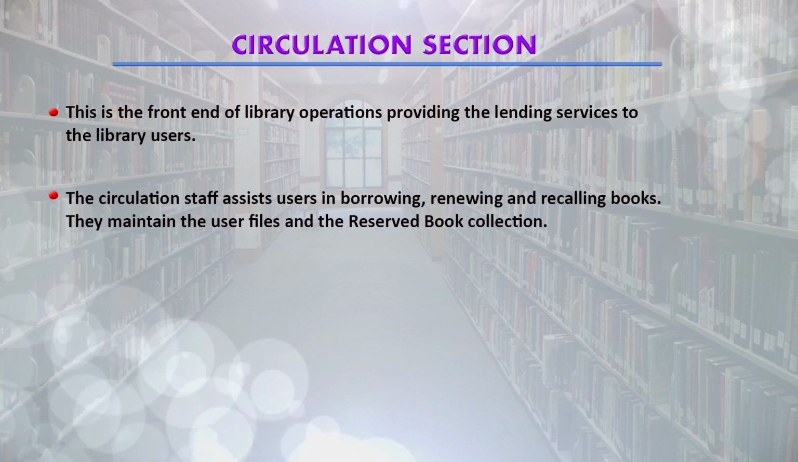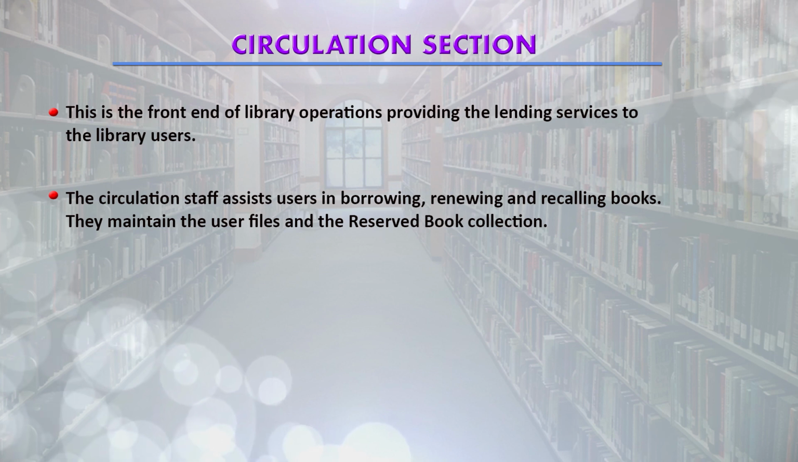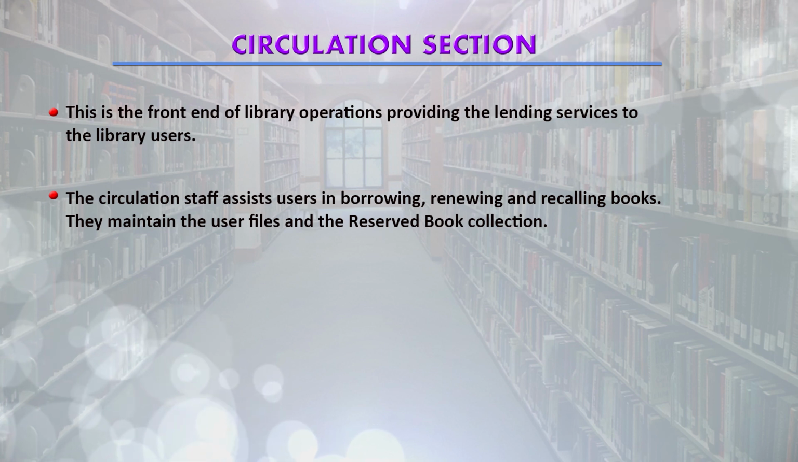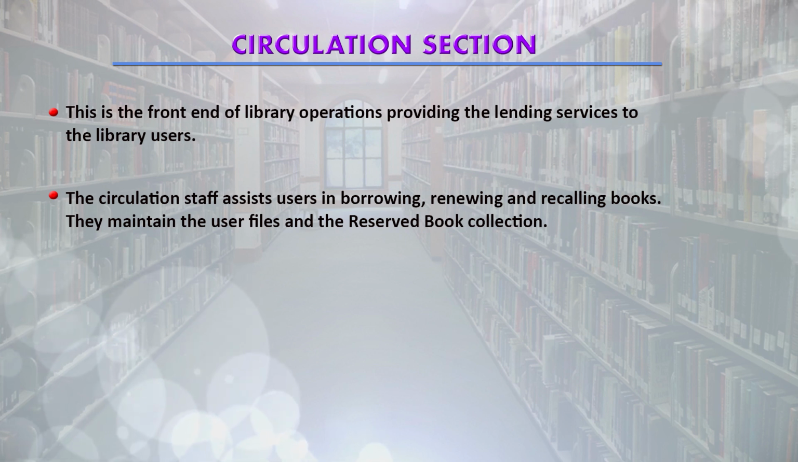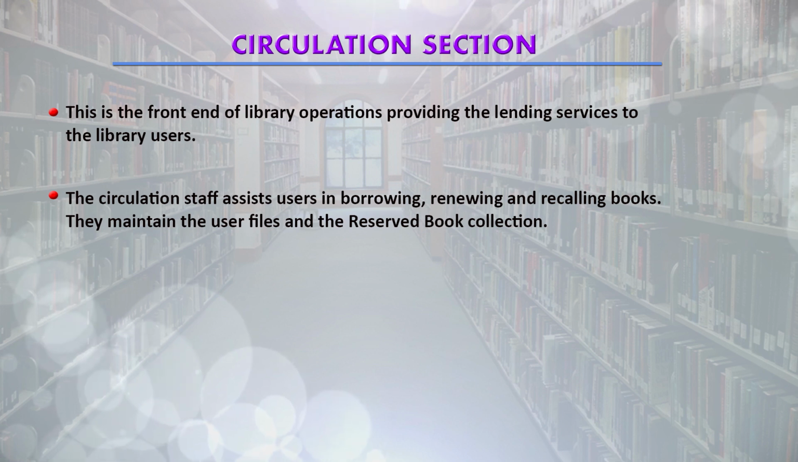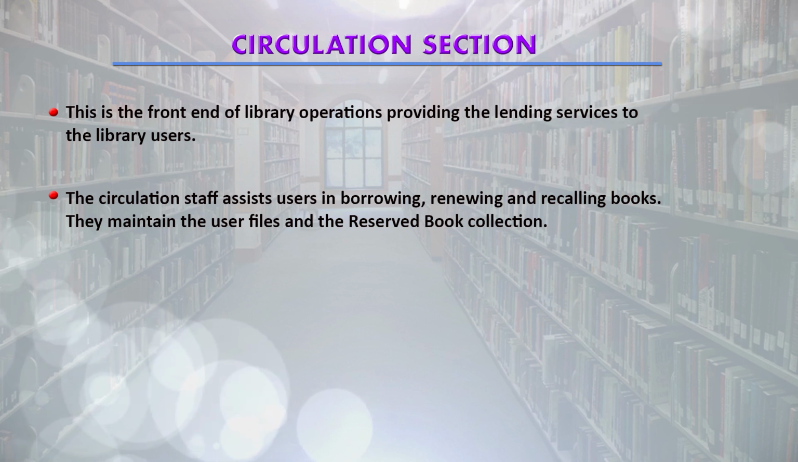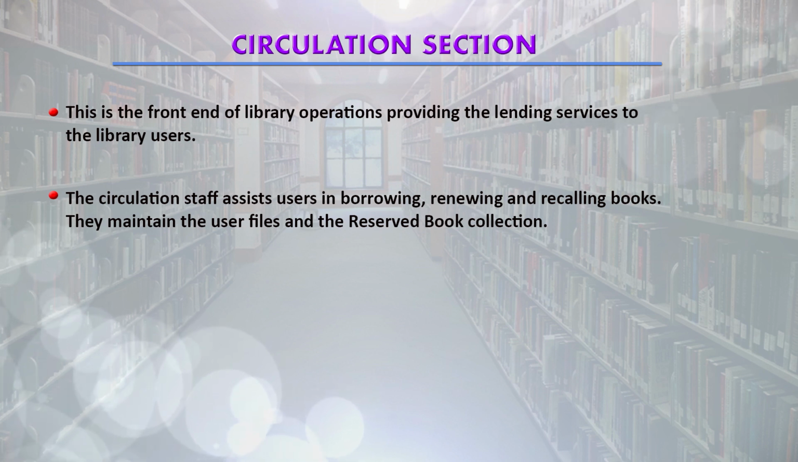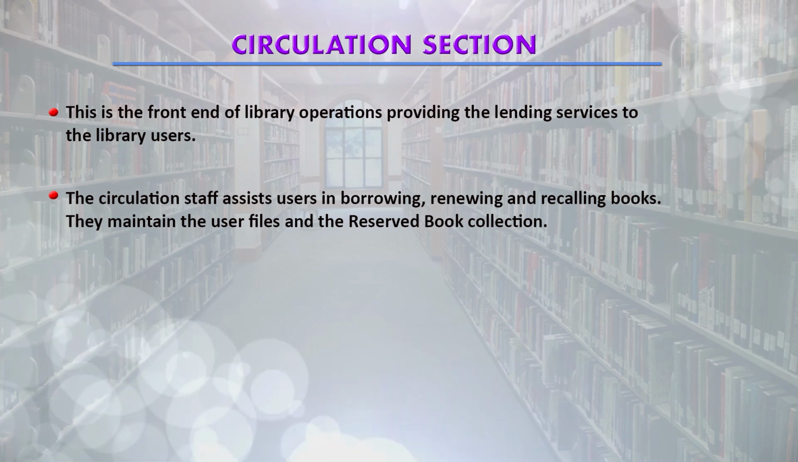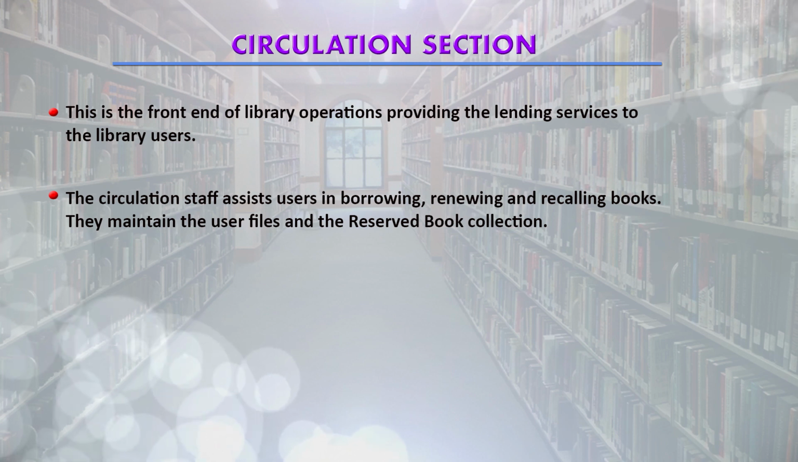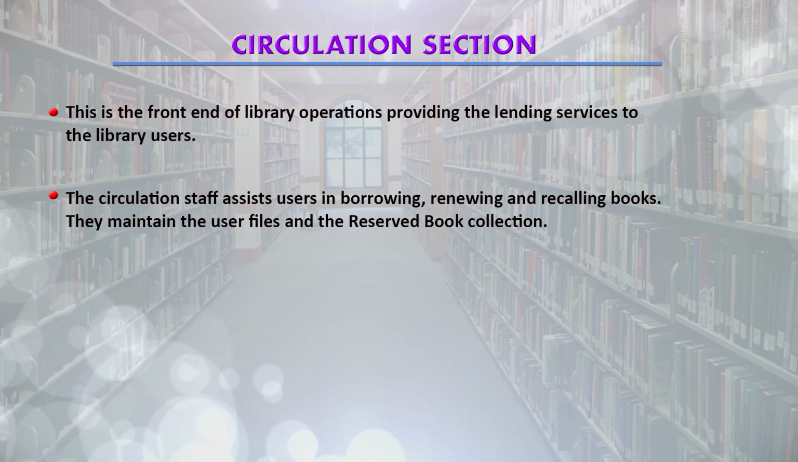The circulation staff assist users in borrowing, renewing and recalling books. They maintain the user files. User files means records of the users, registration related details of the users, and they also maintain the reserved book collection. This reserved book collection is meant for the different categories of users. For the mostly used books, some copies of those books are to be kept in the reserved section. So, a library always has a copy of that type of book.